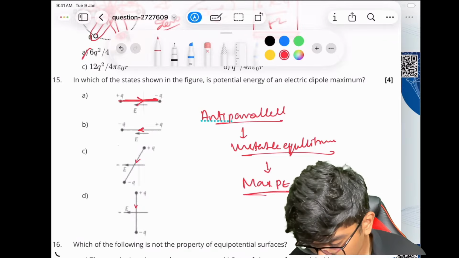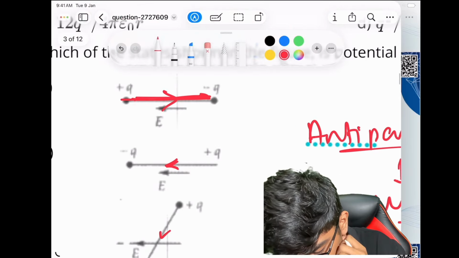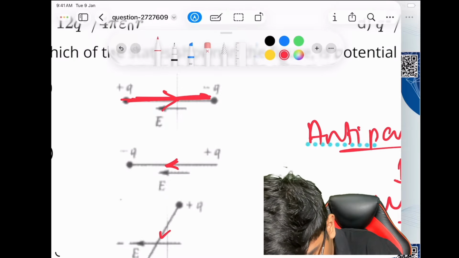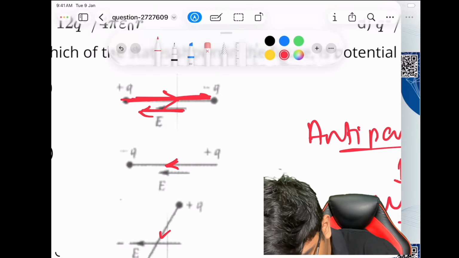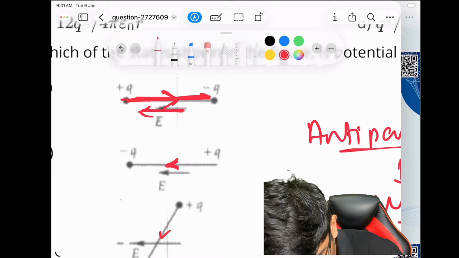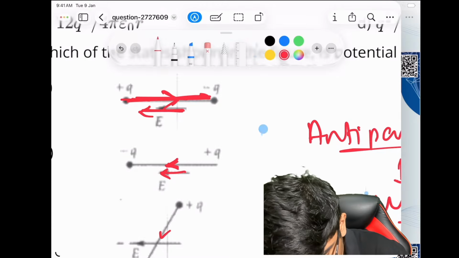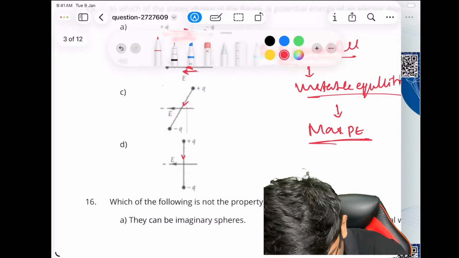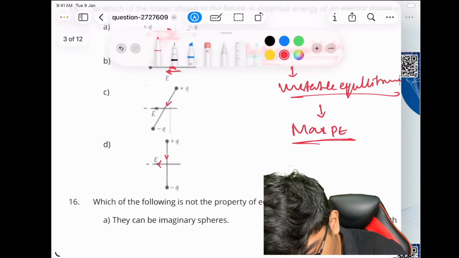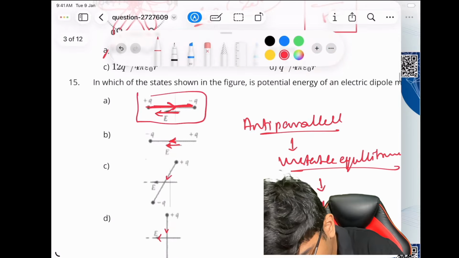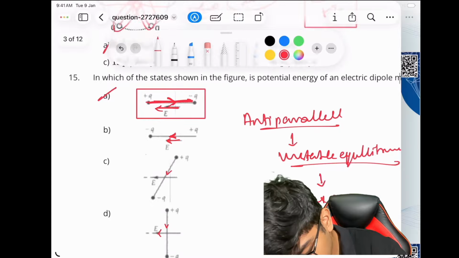ஃபைன். இப்போது டைபோல் மொமெண்ட் இதில் வந்து மேக்ஸிமமாக இருக்குது. இங்கே தான் ஆன்டி பேரலாக இருக்குது. ஃபீல்டு இந்த டைரெக்ஷனில் இருக்குது, டைபோல் மொமெண்ட் இந்த டைரெக்ஷனில். இங்கே வந்து ஃபீல்டு அண்ட் டைபோல் ரெண்டுமே ஒரே டைரெக்ஷனில் இருக்குது. இங்கே perpendicular directions. So anti-parallel எங்கே இருக்குது? This one. So this will be my answer, maximum potential energy.